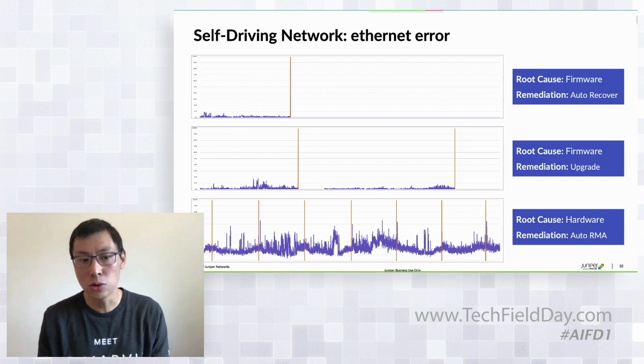In the last example, you can see the Ethernet error never disappeared regardless of the reset actions. This normally indicates a hardware problem. This is the automated RMA we talked about, that Bob and Sudheer mentioned. In this case, we do the proactive RMA after we failed the remediation action from the cloud.